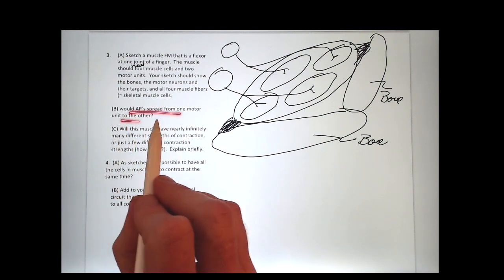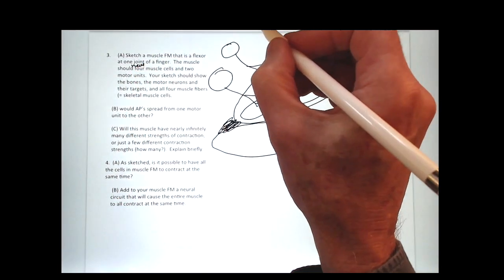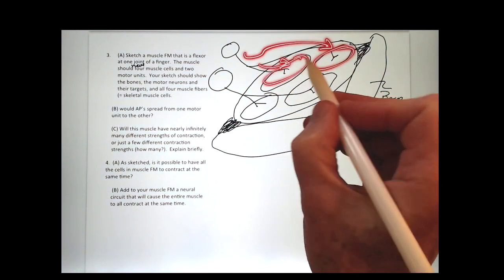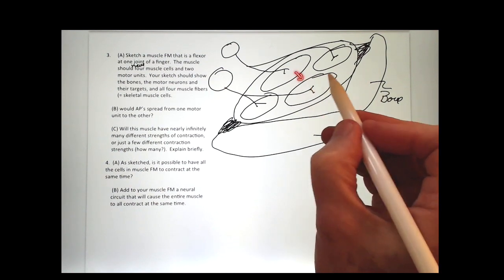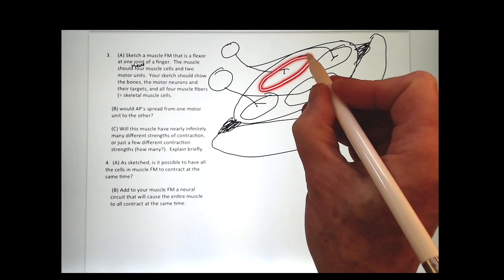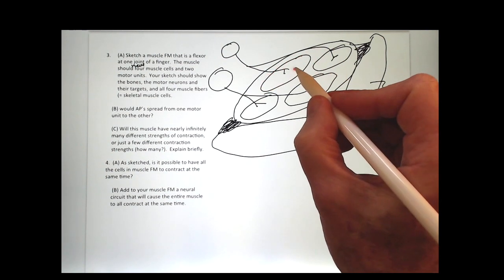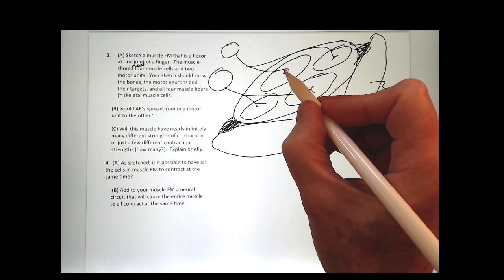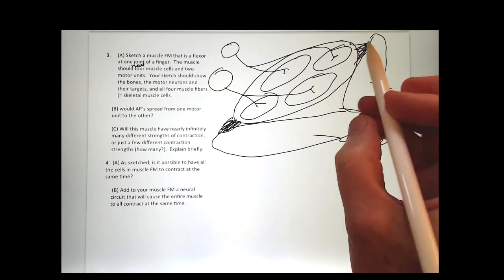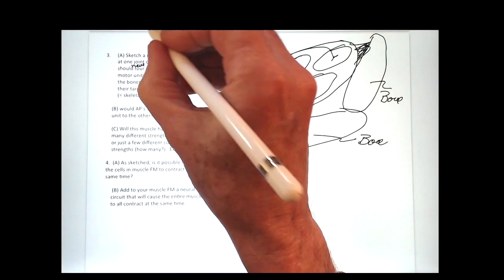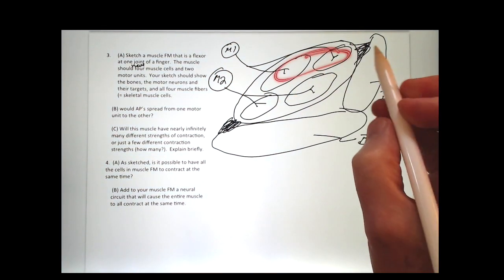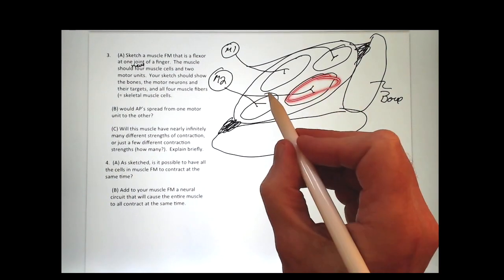And would action potential spread from one motor unit to the other? So the question here is, if we had action potentials here, would those action potentials spread to these neighboring ones? And the answer is no. Each muscle cell in this, or muscle fiber, same thing as a muscle cell, is electrically separated. So the action potential in here goes through this cell and nowhere else. And the action potential here through that cell and nowhere else. So if only motor neuron 1 is firing, then only these 2 cells will contract. If motor neuron 2 is firing, only these 2 will contract.